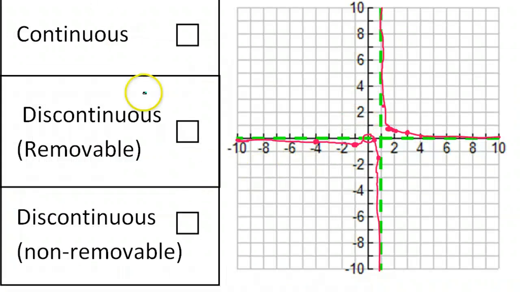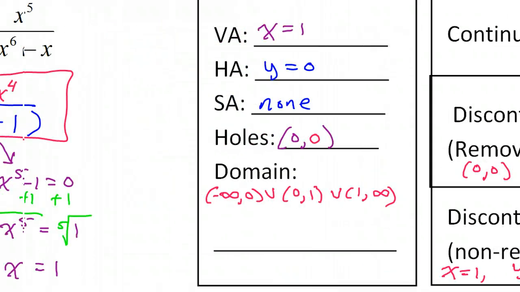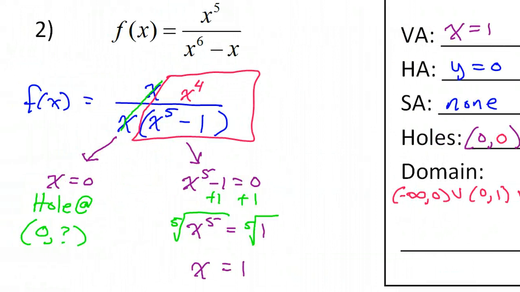So I'm just going to check off both of these. We have a removable discontinuity, which is the point 0, 0. And it's discontinuous with actually two non-removable discontinuities. We have the vertical asymptote x equals 1, and the horizontal asymptote y equals 0. And that is it for problem number 2.